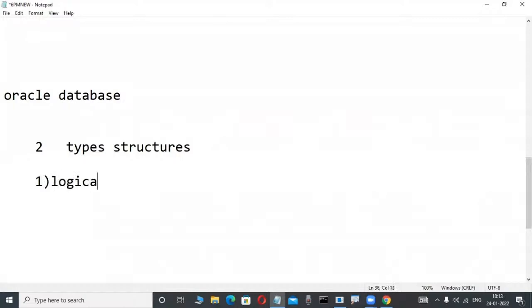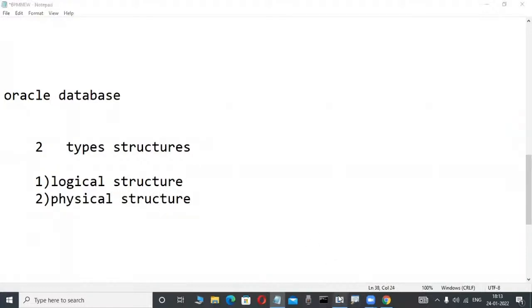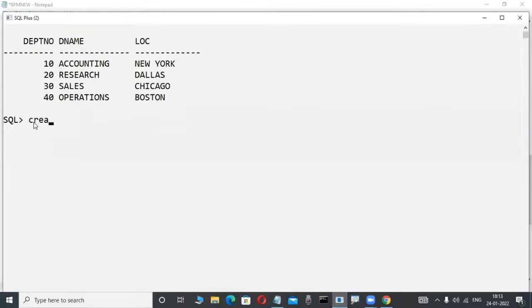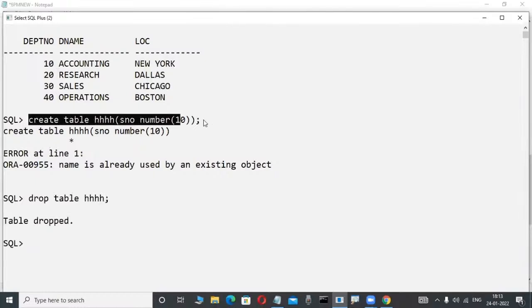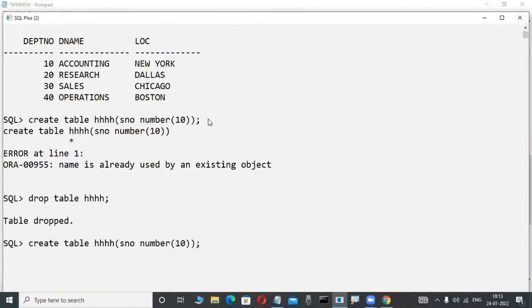Slowly observe here. What is a logical structure? Suppose you are creating a table or anything in your database. For example, any table I'm creating like this. Already these tables are there here. Suppose I'm creating this table in my database.